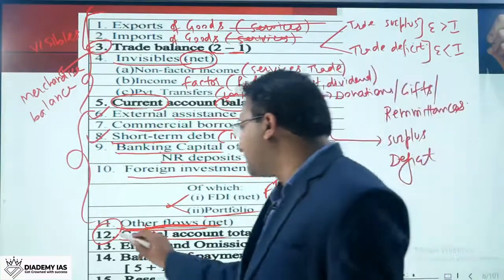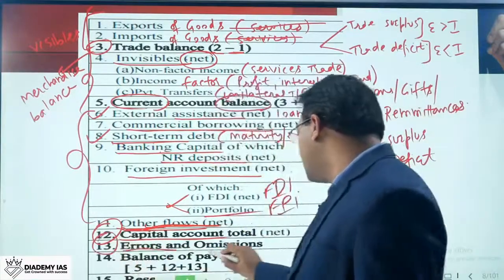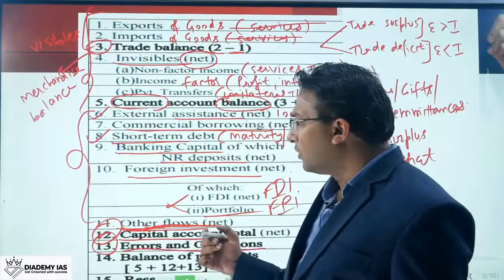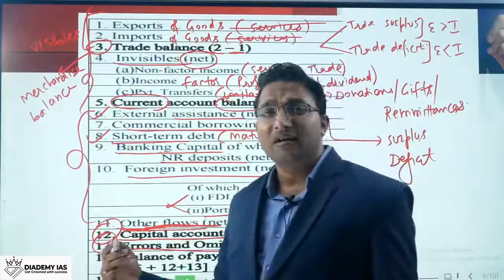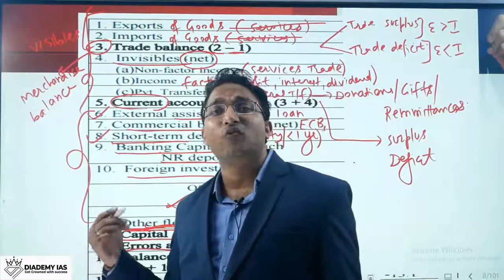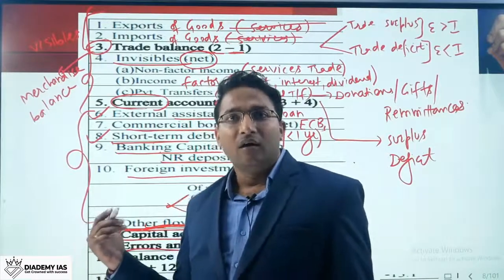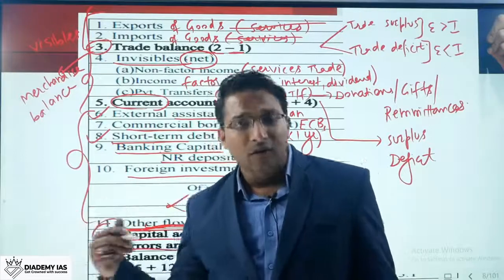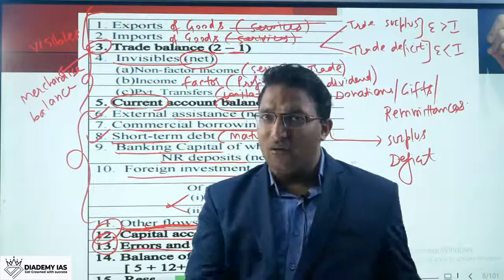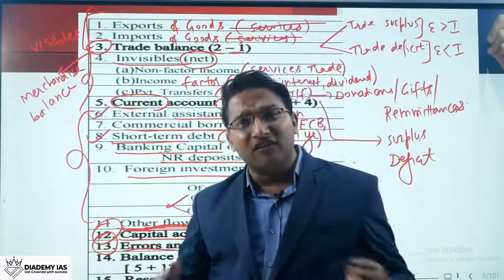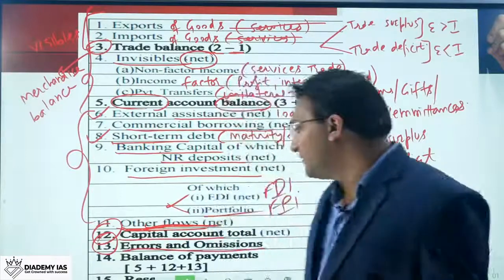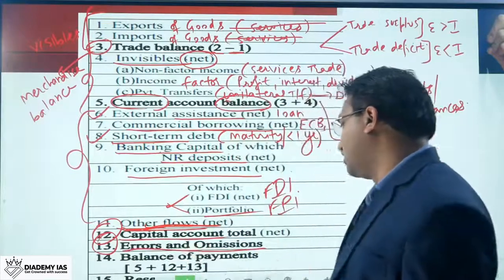Then we have item number 13, errors and omissions. There is a possibility that some of the transactions might have been missed because of the failure to record them, because we don't have a proper accounting system, because our economy is unorganized. So there are different reasons because of which some transactions may have been missed. So those transactions we are covering in the errors and omissions.